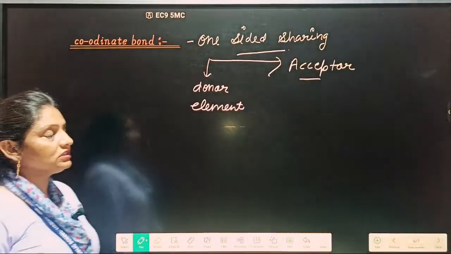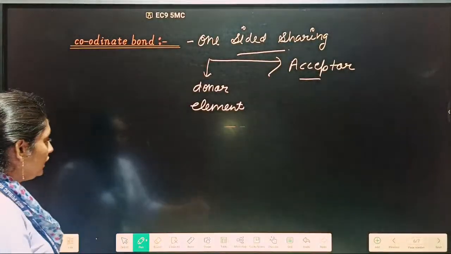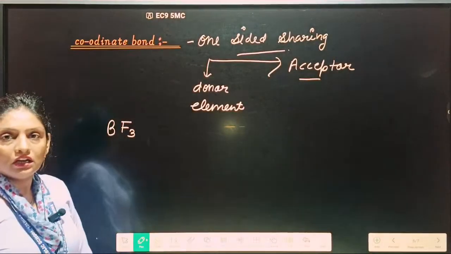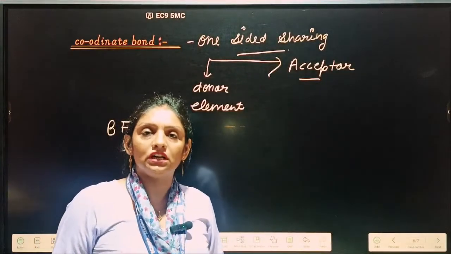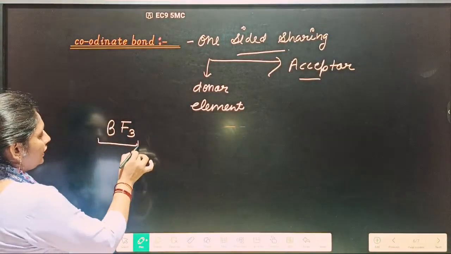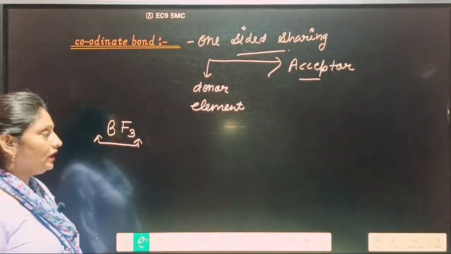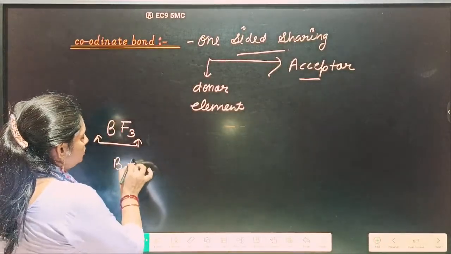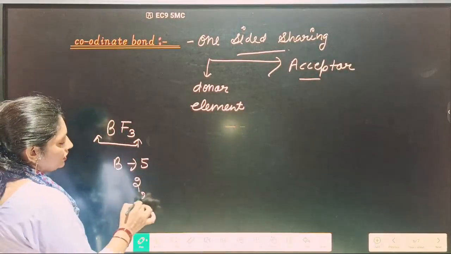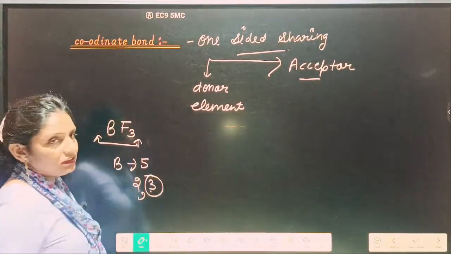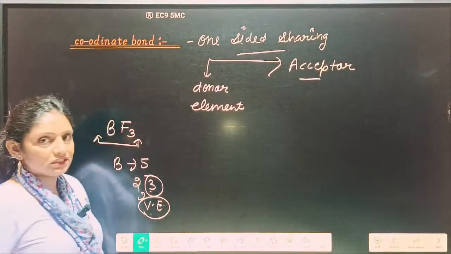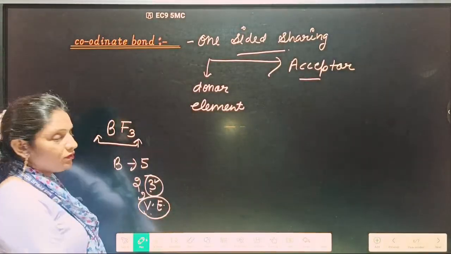You can understand this concept with the help of an example, students. If I talk about group number 13, molecules of group 13 elements, like BF3. Here you know very well, boron's atomic number is 5 and its configuration is 2, 3, which means there are 3 valence electrons. So it can form a maximum of 3 bonds.